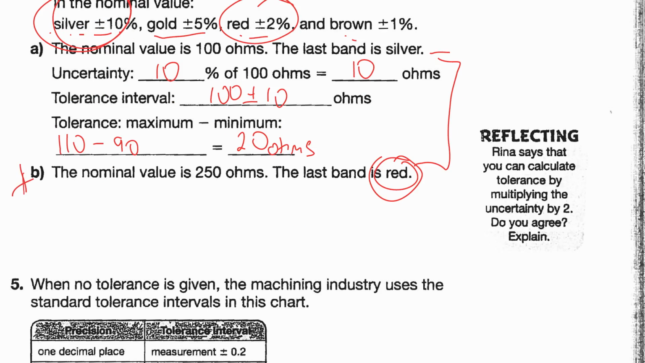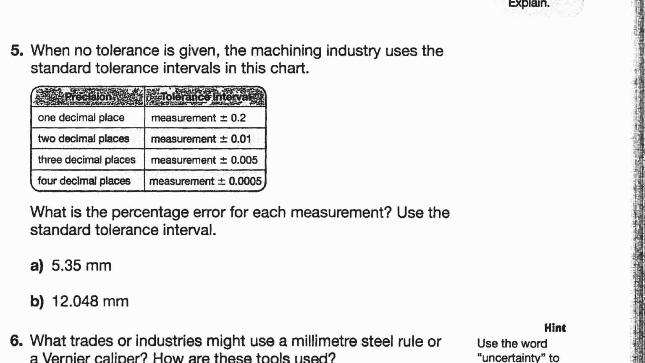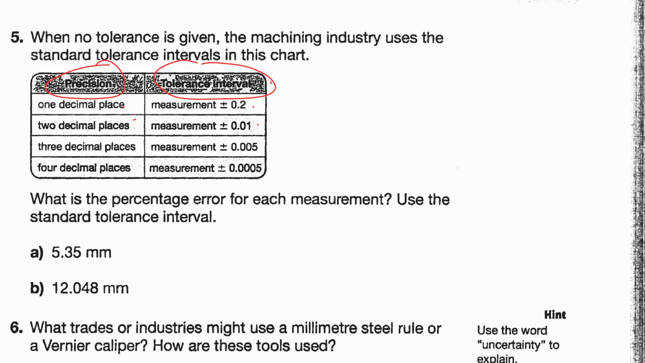So that one's yours. Let's look at 5. When no tolerance is given, the machining industry uses the standard tolerance intervals in this chart. This says tolerance interval and precision: 1 decimal place plus or minus 0.2, 2 decimal places plus or minus 0.01, and so on. What is the percentage error for each measurement? Use a standard tolerance interval.